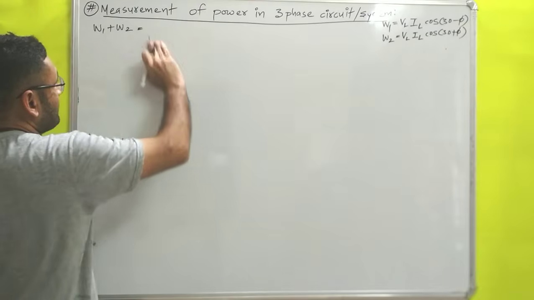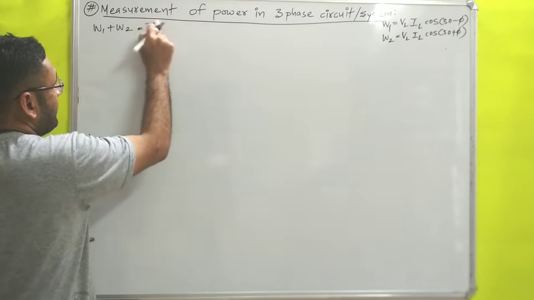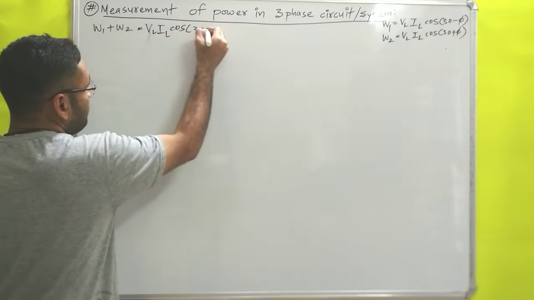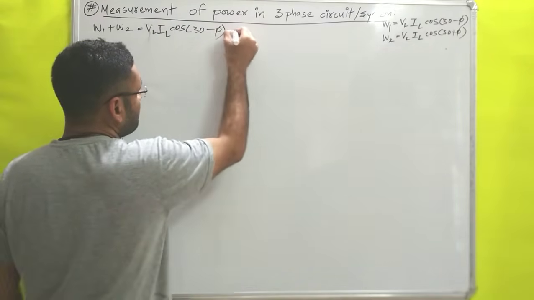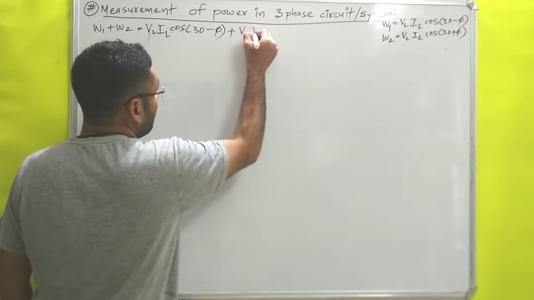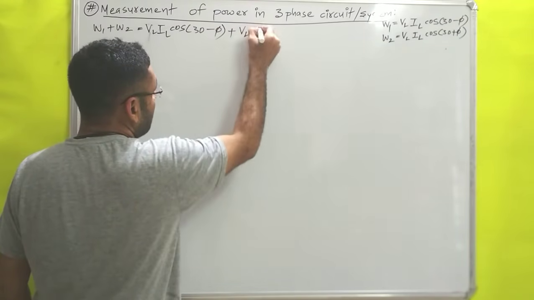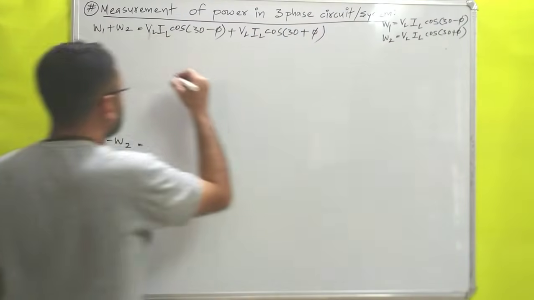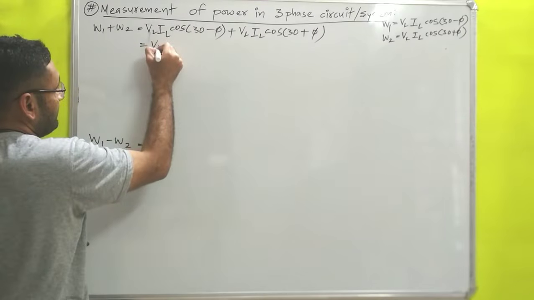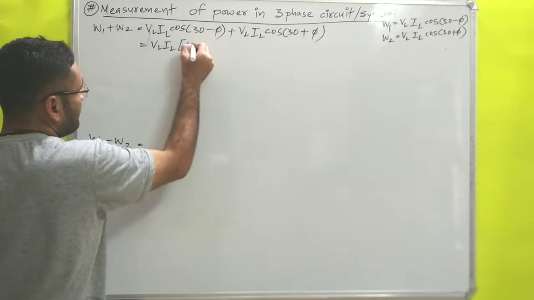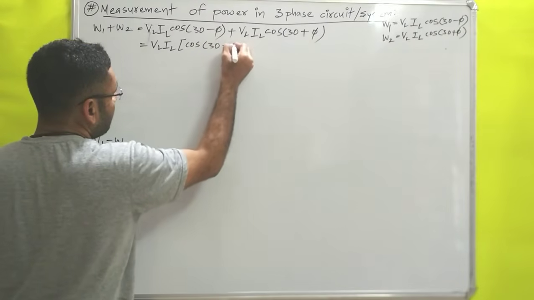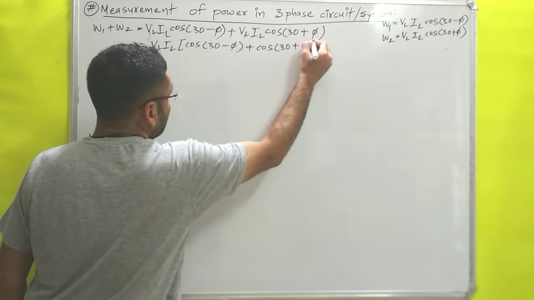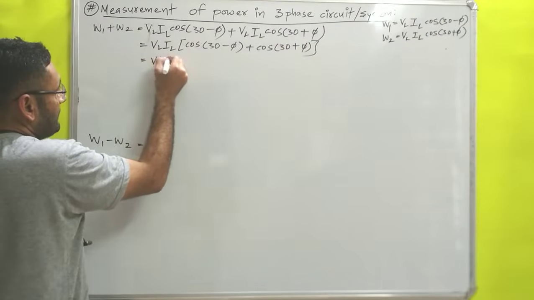W1 is VL IL cos(30 - 5), then plus W2 is VL IL cos(30 + 5). Okay, I will take VL IL as common, VL IL into the bracket: cos(30 - 5) plus cos(30 + 5), which is equal to VL IL.